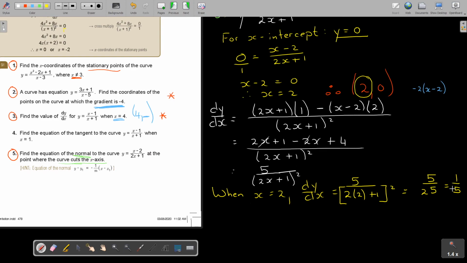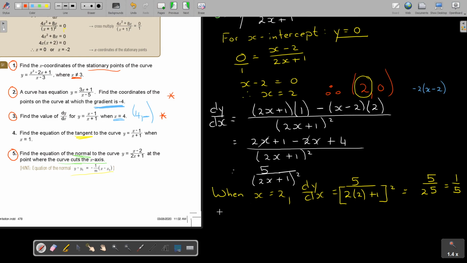But that is the gradient of the tangent. If I want the normal, I must take the reciprocal. Now, I want to show you this, and this is very important: you don't have to turn it around. This formula will turn it automatically around and bring the negative. And I'm going to show it to you in this video.